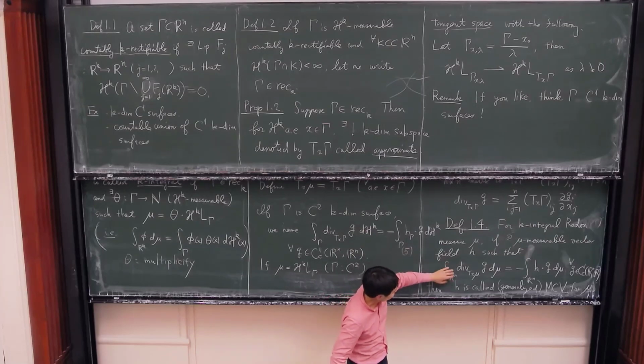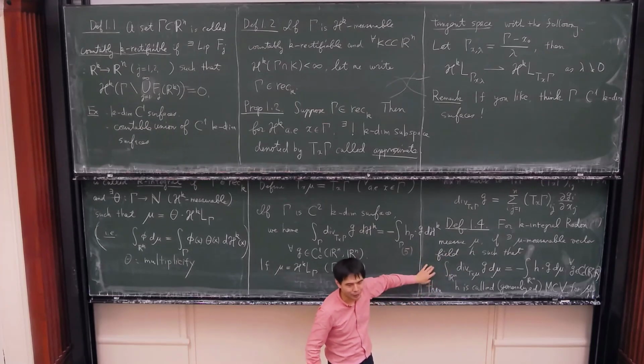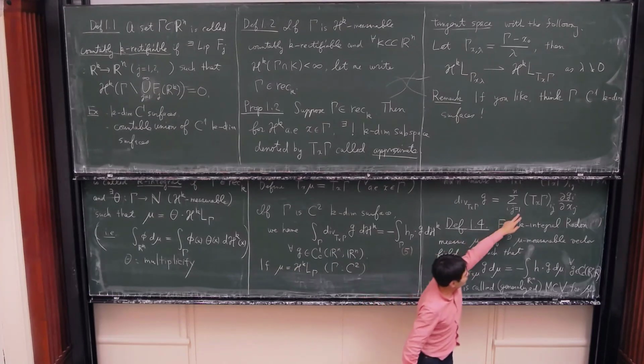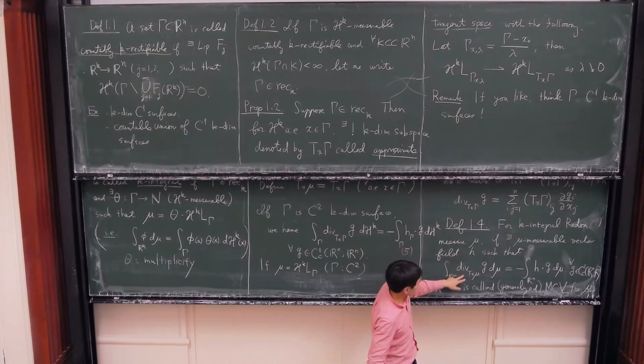And so I don't know if I have to describe, but this is sort of a weak generalized notion of mean curvature vector, which makes sense for a rectifiable set. Notice that since it's rectifiable, this divergence makes sense, because this exists almost everywhere. So this divergence, which is really defined here, makes sense.